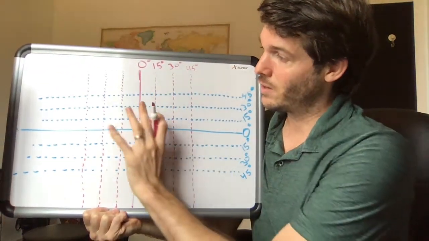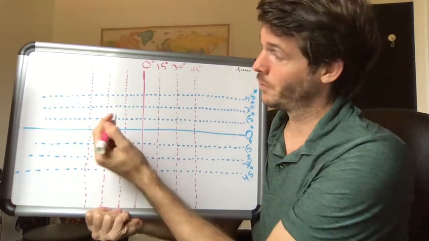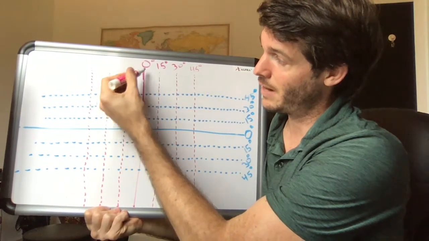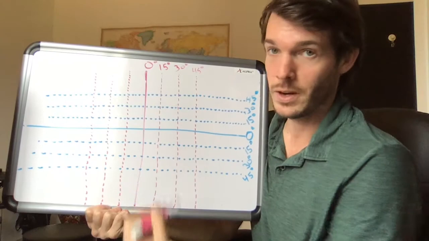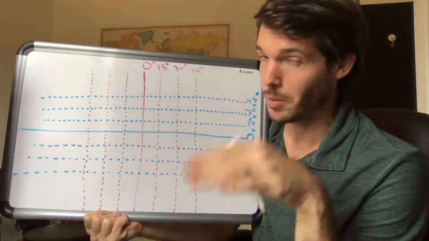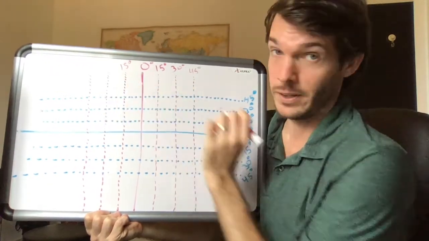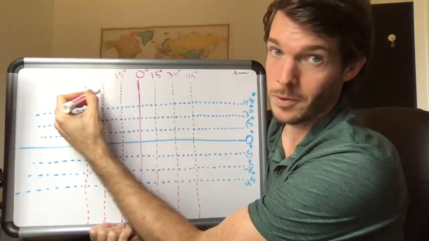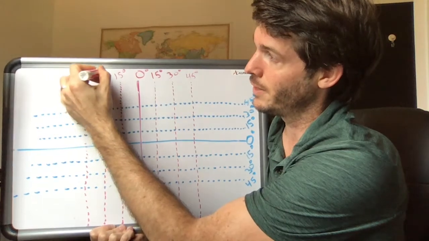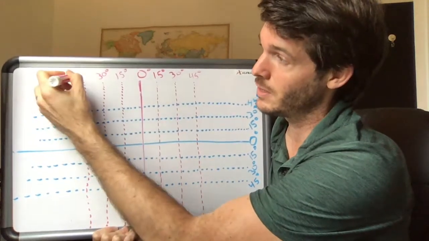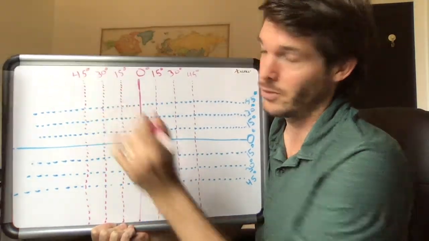Now let's go into the western hemisphere. So this first line that is west of the prime meridian, what do you think you call it? Try to do it in your head. You can pause the video. It would be called 15 degrees west. Go another 15 degrees, we have 30 degrees west. Another 15, 45 degrees west.